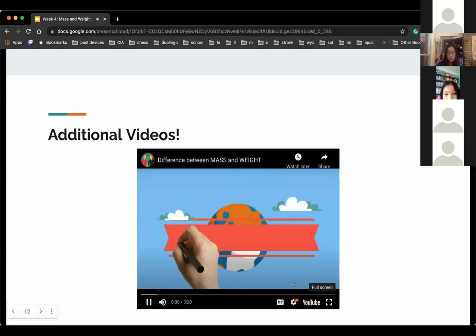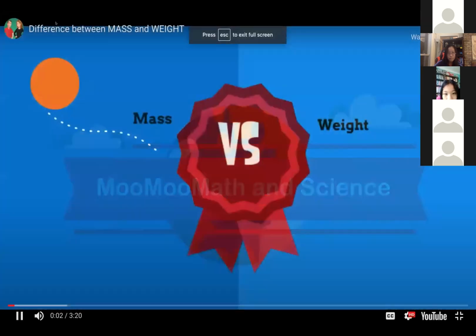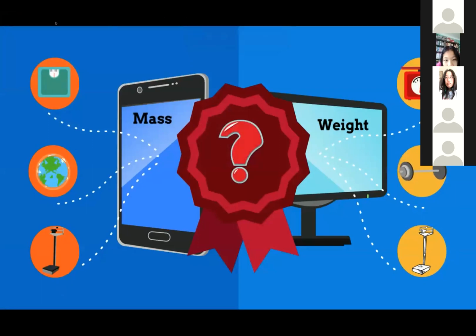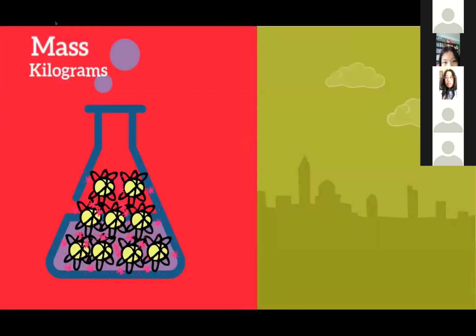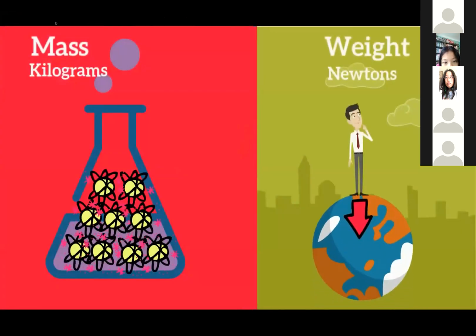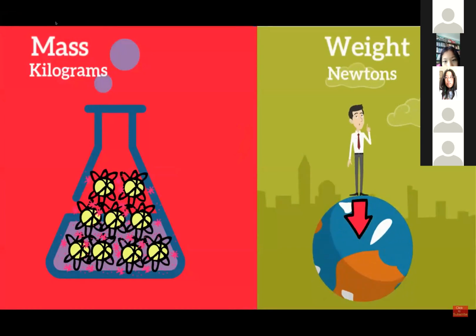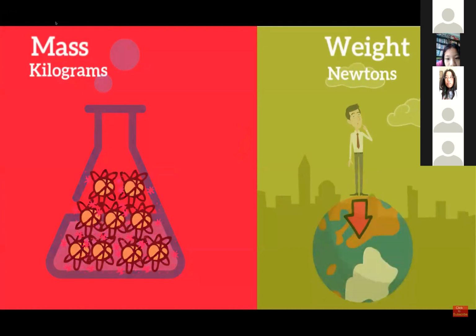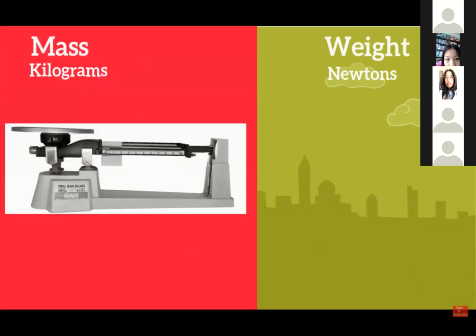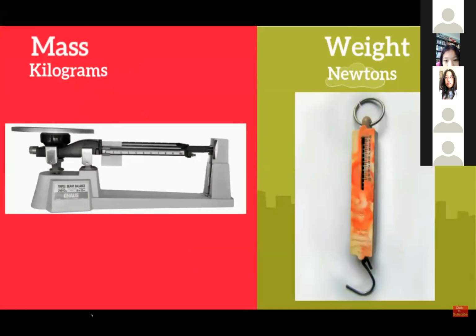Welcome to Moo Moo Math, Science and Mass versus Weight. Isn't mass and weight the same thing? Not really. The mass of an object is the amount of matter an object contains, while weight is the force of the gravitational attraction the object feels towards another object like the Earth's center. Mass is measured by using a balance, comparing a known amount of matter to an unknown amount of matter. Weight is measured on a scale.